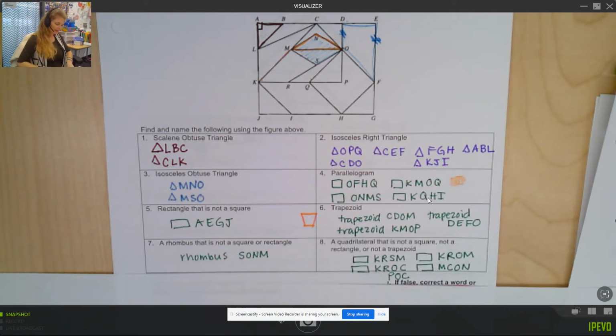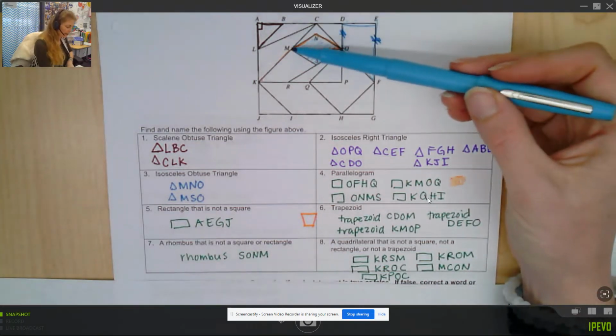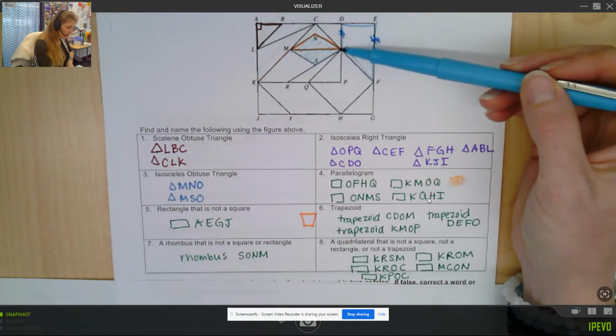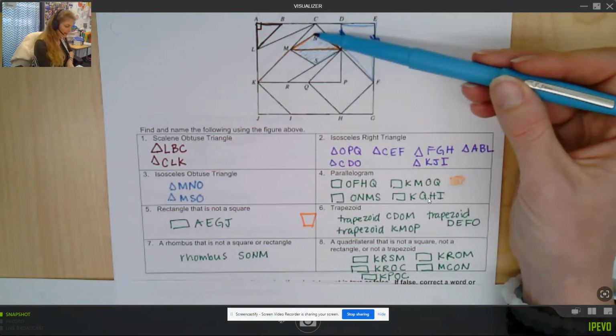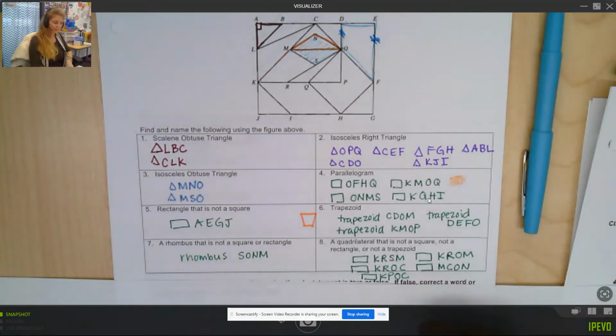And the last one I asked for is a quadrilateral that is not a square, not a rectangle, and not a trapezoid. So we're just looking for funky quadrilaterals here. One such funky quadrilateral is MCON. Notice it's four-sided and it's closed, so it is a quadrilateral. However, it is definitely not a square or a trapezoid. But not a square, rectangle, or a trapezoid.